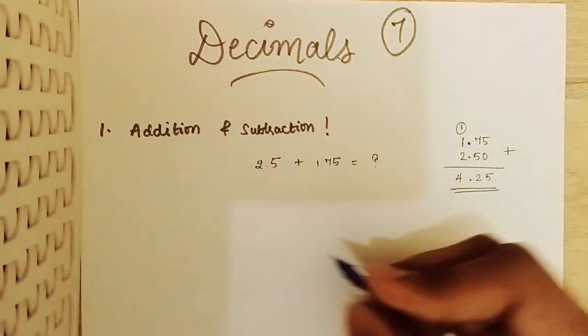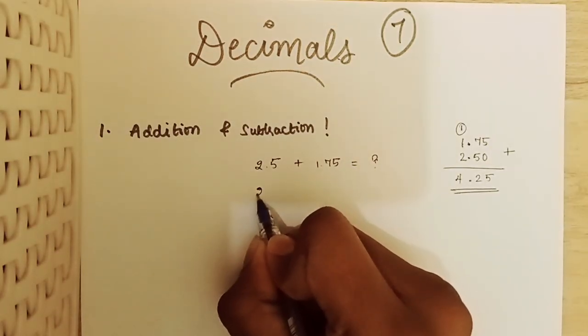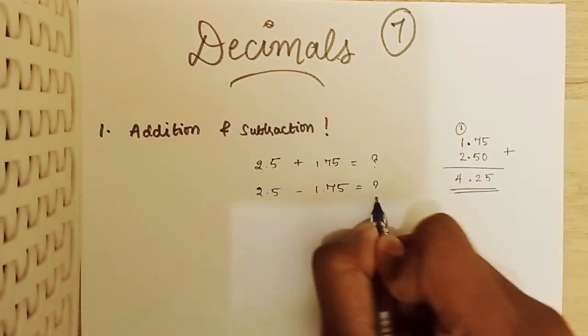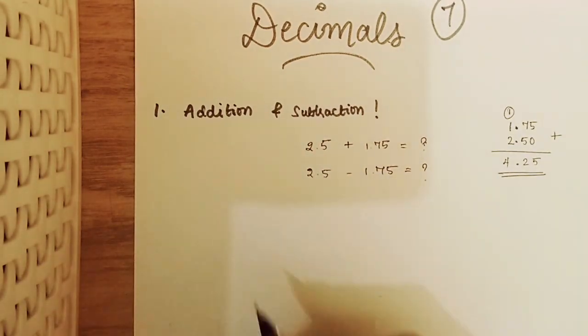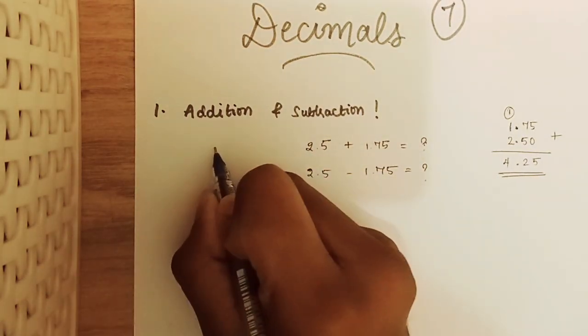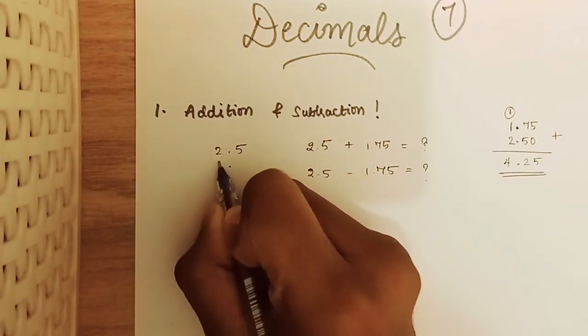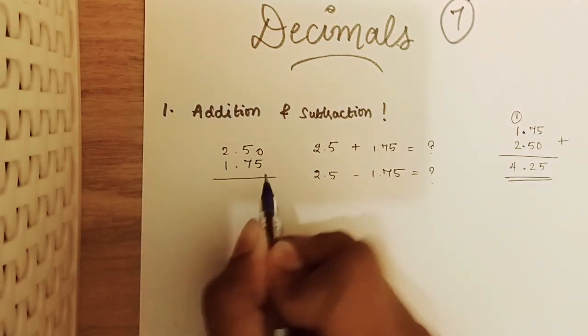Now what about subtraction? Let's take the same question. 2.5 minus 1.75 will be what? Same thing. Let's align the positions. So 2.5 and add a point, 1.75. You can add a 0 again, it doesn't make any difference.